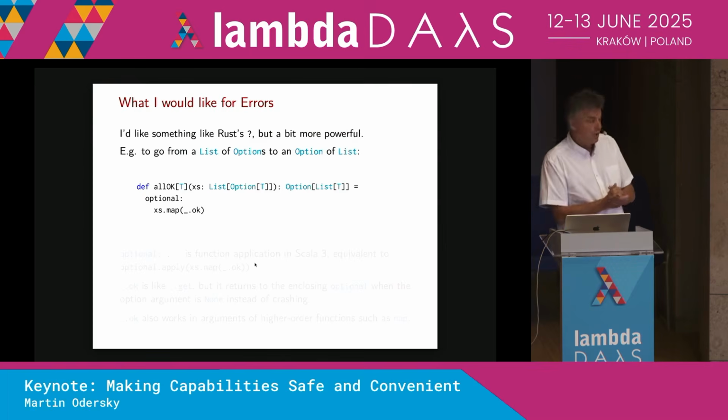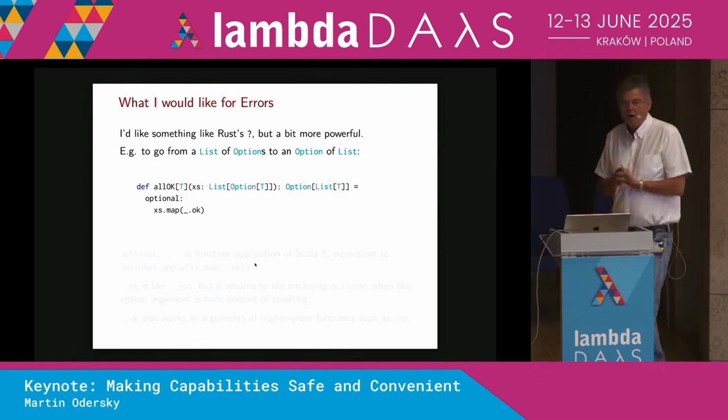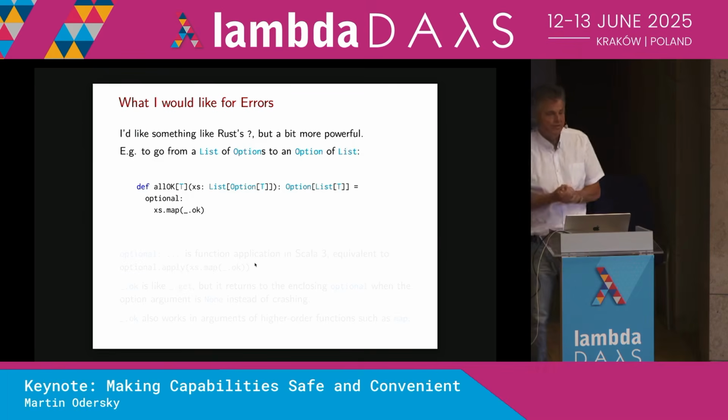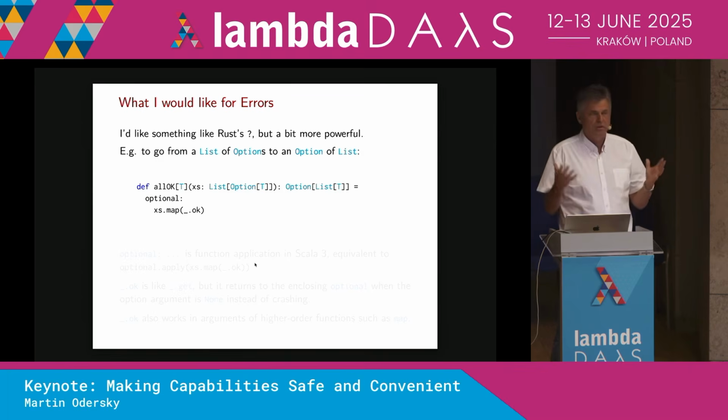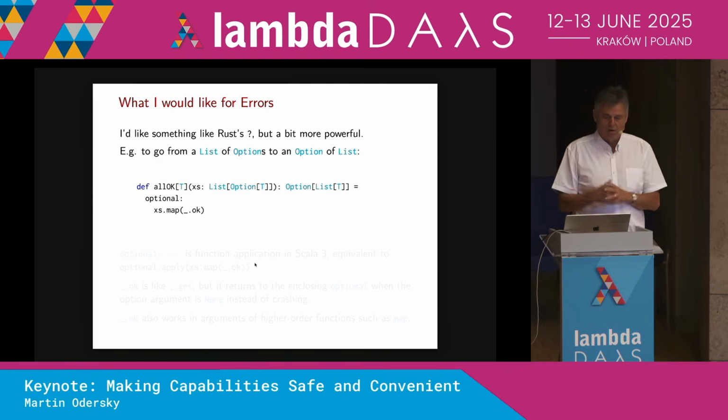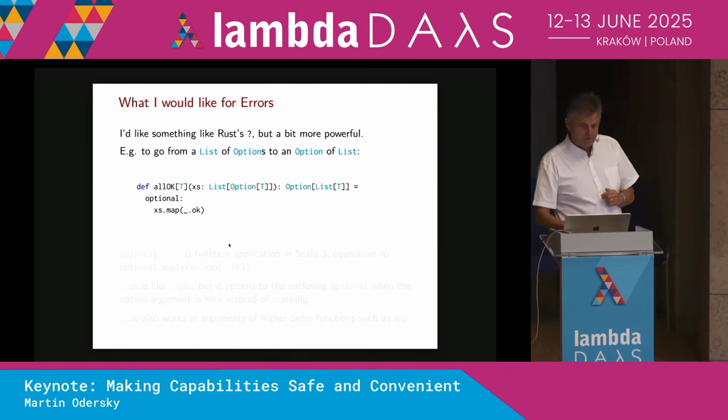So what I would like for errors, overall, I think I like something like Rust's question mark best, but I want something a bit more powerful that also works inside higher order functions and along the call chain. So here's something I would like to do. Here the task is you have a list of options and you want to convert it to an option of lists.